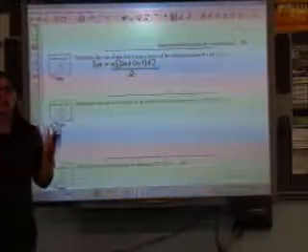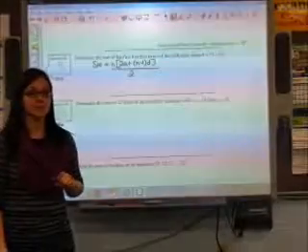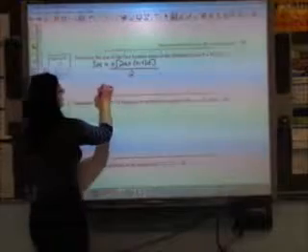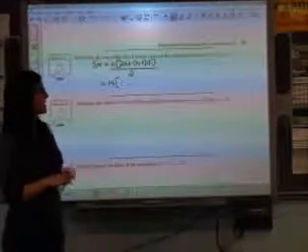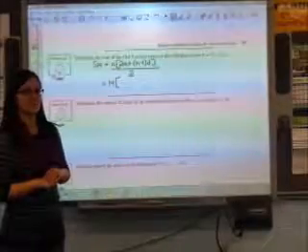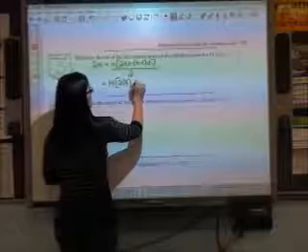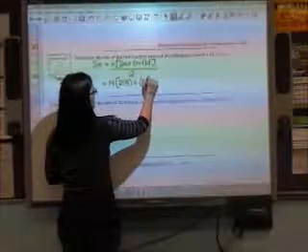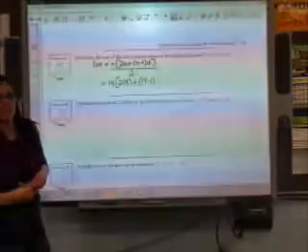n is the number of terms in my series. How many terms in my series? 14. What is the first term of my series? 9. So I get 2 times 9 plus n is 14, so I get 14 minus 1. What's my common difference?